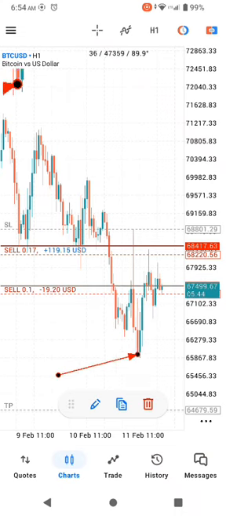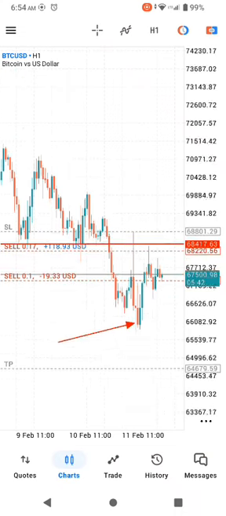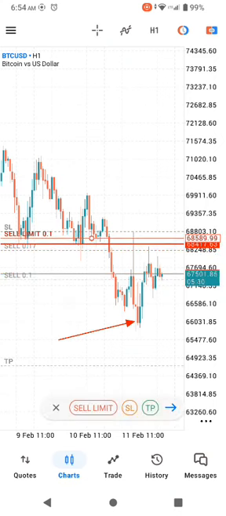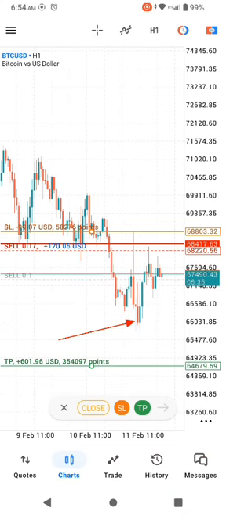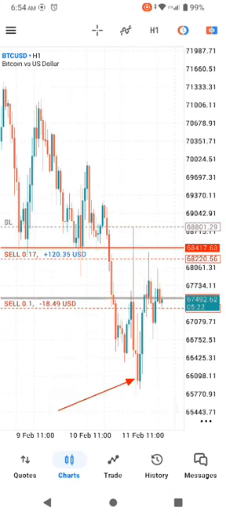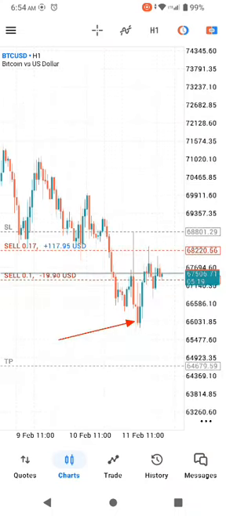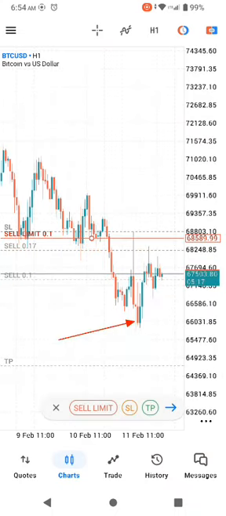Now, how does risk management come into this? So in this situation, I want to sell. Let's assume I want to risk how much? Let's assume I want to risk 10% of the account, which is $1,000.